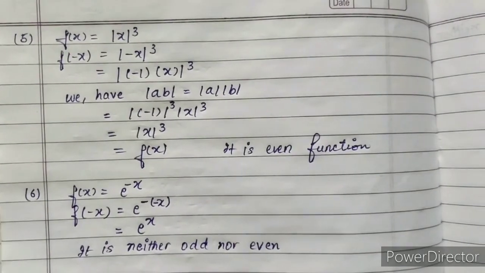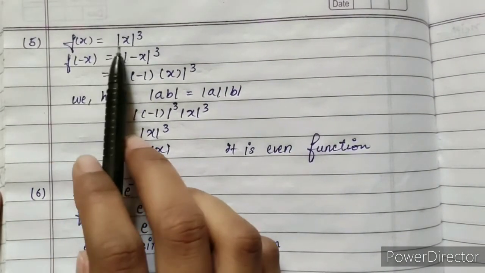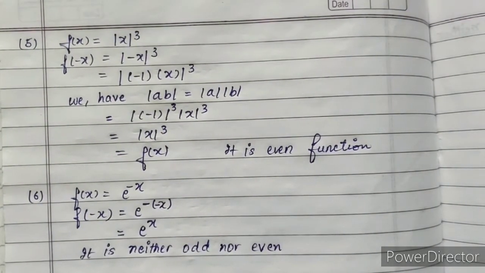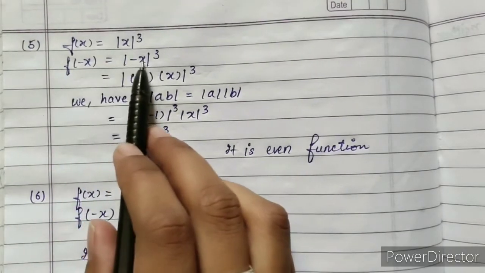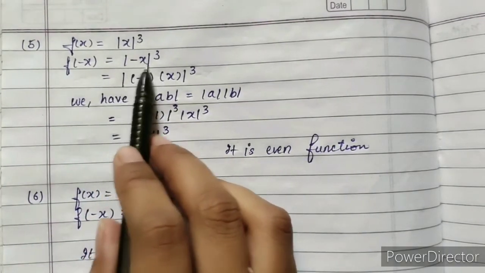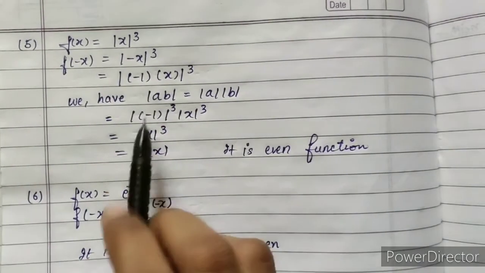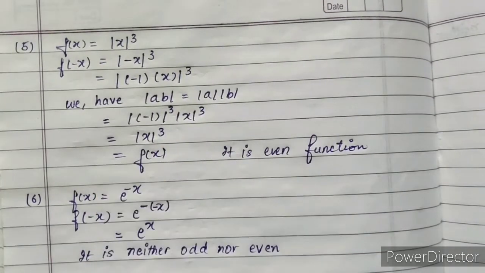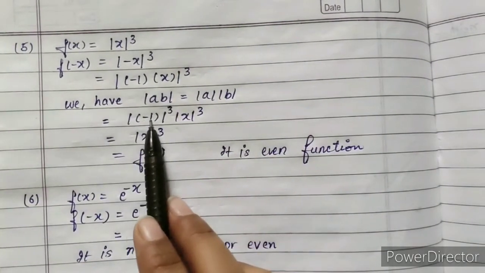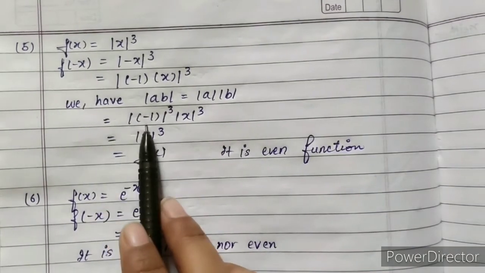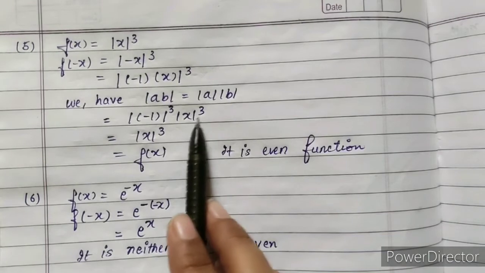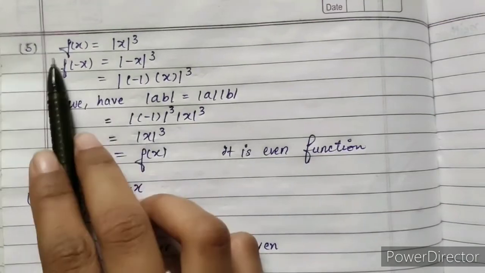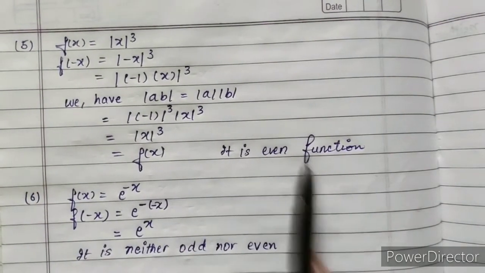Our next example is about the modulus function, where f(x) is equal to mod of x to the power whole cube. In all the examples, you have to proceed in the same manner. f(-x) will be mod of -x to the power whole cube. So we can write this as mod of -1 times x. As we have a property of modulus, mod AB is equal to mod A times mod B, you can write this as this. Here the -1, when it comes out of the mod, will be positive, and 1 multiplied by mod x whole cube. This is equal to our function f(x). Hence we can say that it is an even function.